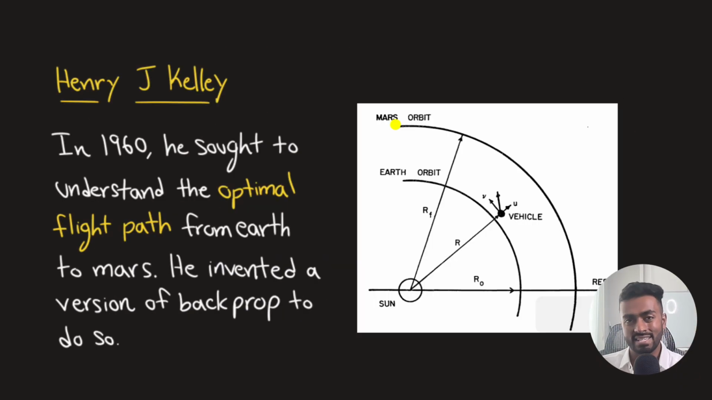We'll start in 1960 with an aeronautics engineer, Henry J. Kelley. In 1960, he wanted to understand the optimal flight path from Earth to Mars. In order to do so, he invented a modification of the adjoint state method, which was itself another modification of the backpropagation method, as the flight path and also the constraints were differential equations. And so he needed an efficient way to solve these equations.